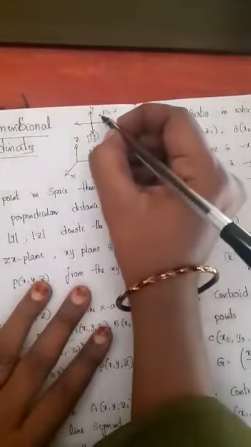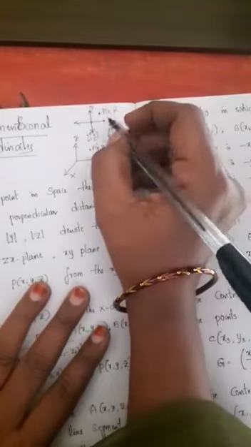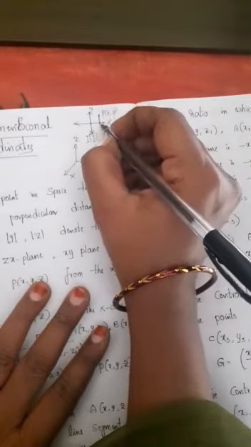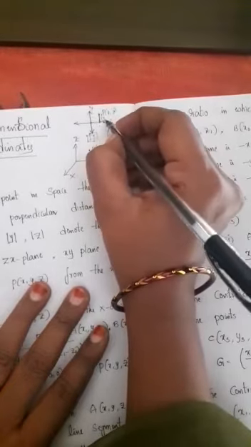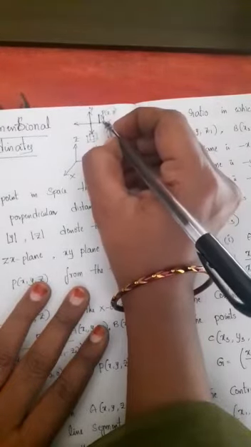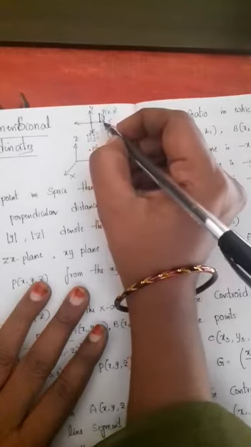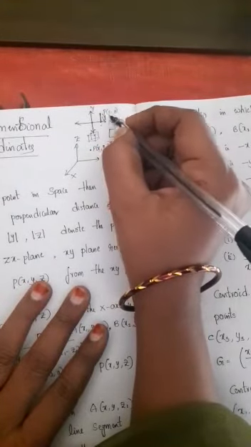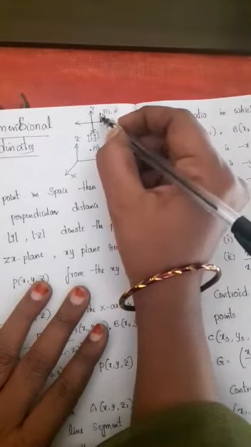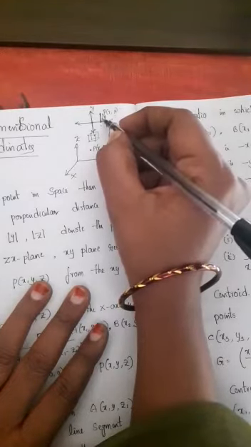In 2-dimensional geometry, if you have a point P of x comma y, then what is this distance? This is the perpendicular distance from the x-axis, that is y. This length is y. If you are talking about the length y, it is the perpendicular distance from the x-axis. This is y units away and perpendicular from the x-axis, right?